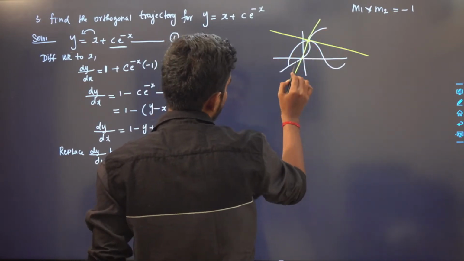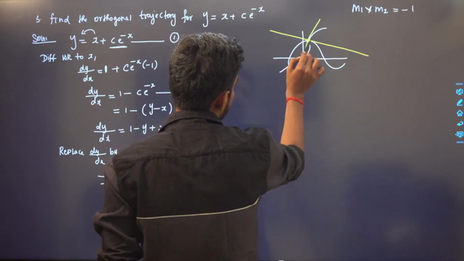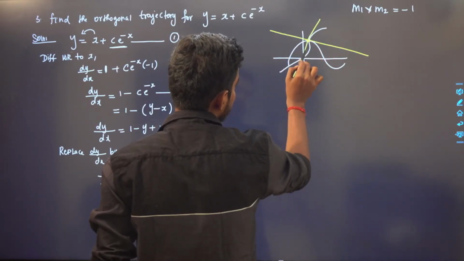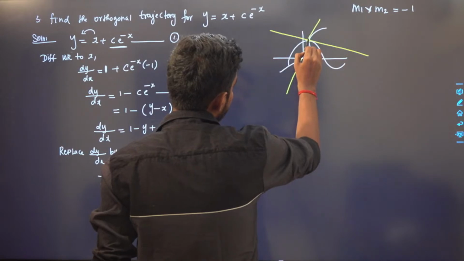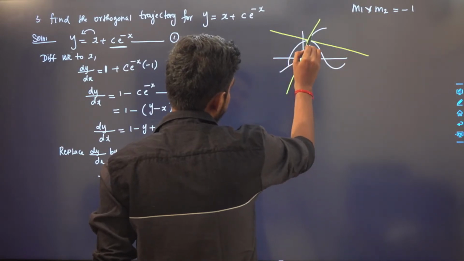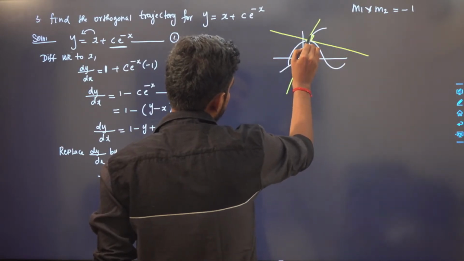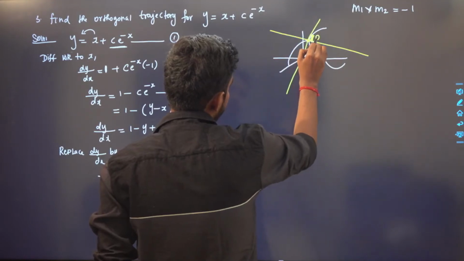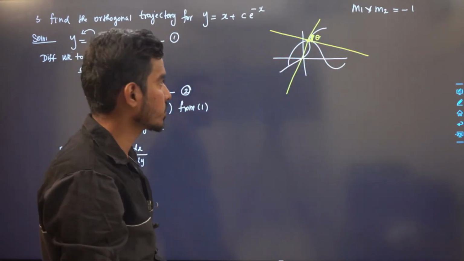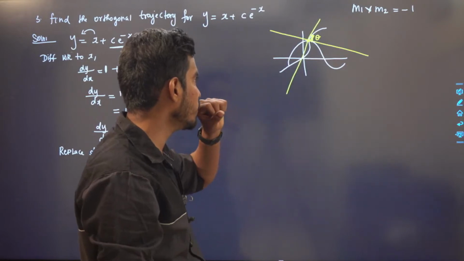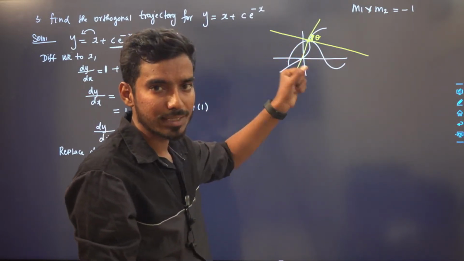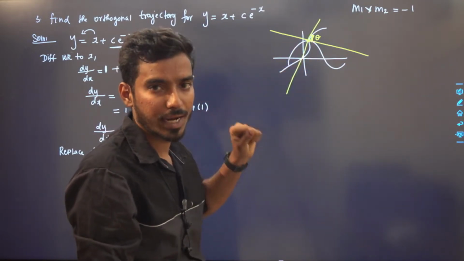Clear, right? So for this curve, the tangent line is this, and for this curve, the tangent line is this. So this angle between the tangent lines is called the angle between the two curves. Now, since we know that to find the orthogonal trajectory, it has to cut at right angles.